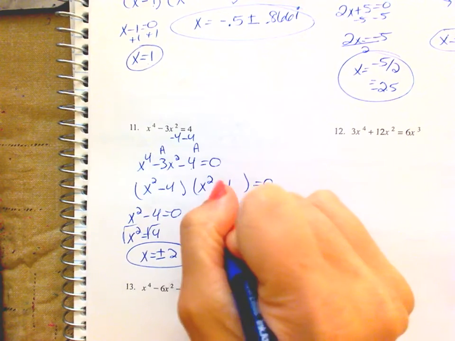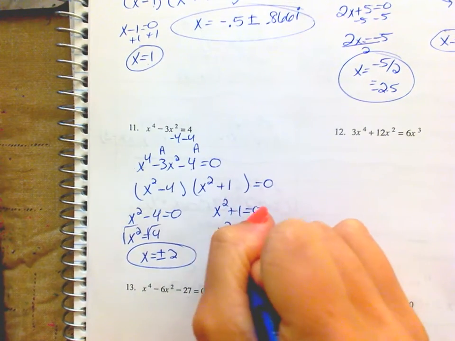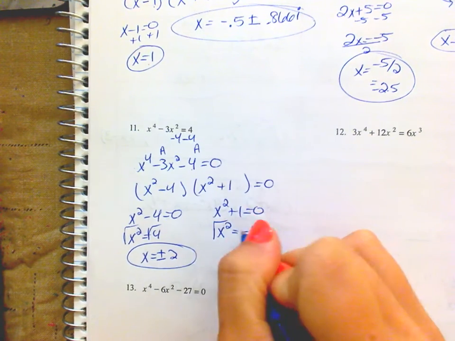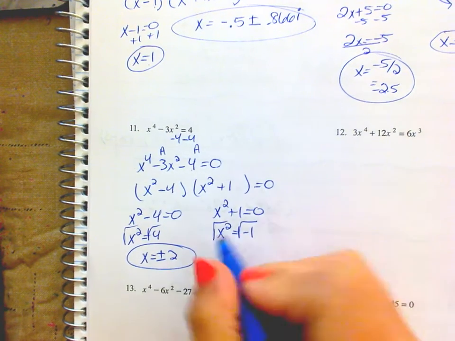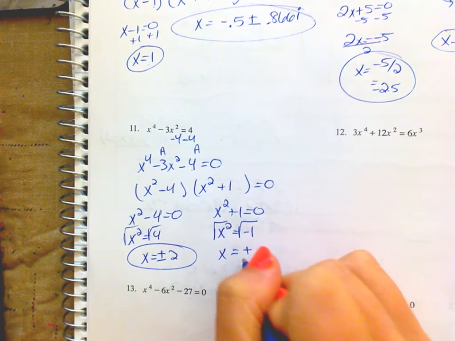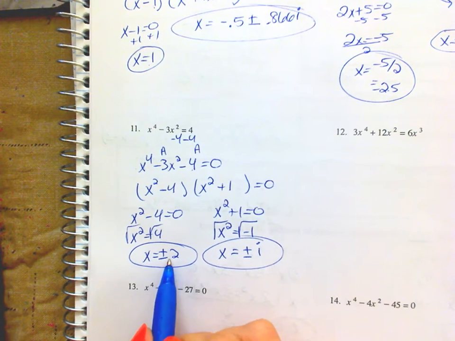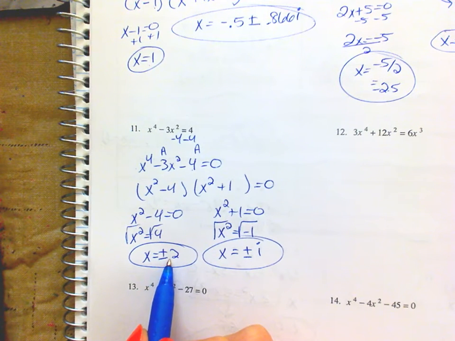And then over here, you're going to get x squared plus 1 equals 0. x squared is negative 1. When you square root that, hopefully you remember the square root of negative 1 is i. So plus or minus i. Again, this is going to be your only actual x-intercept when we go to graph them tomorrow.